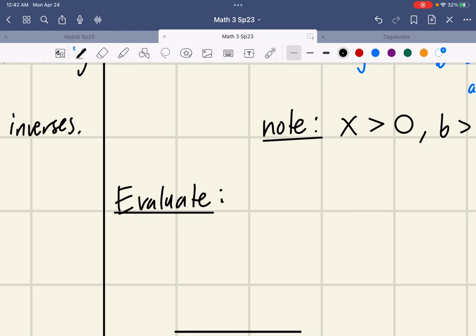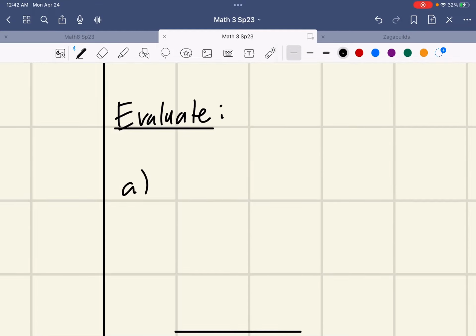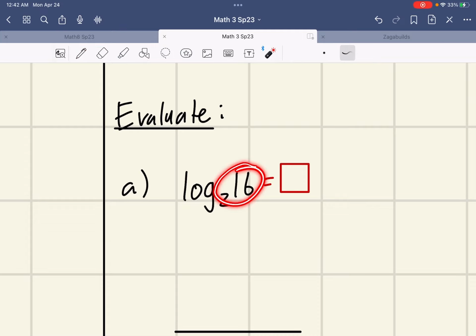So we're going to evaluate. To start, our goal is to find log base 2 of 16. Like we said, I don't know what this is equal to, and I don't know what to do. This isn't 2 to the power of 16. 16 is the argument of the logarithm.